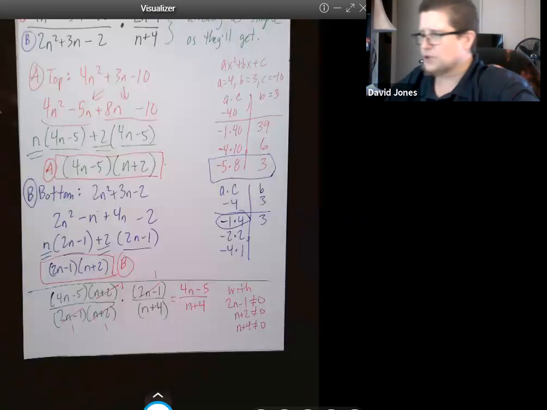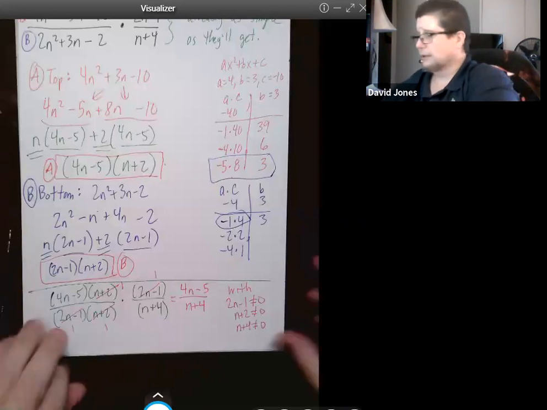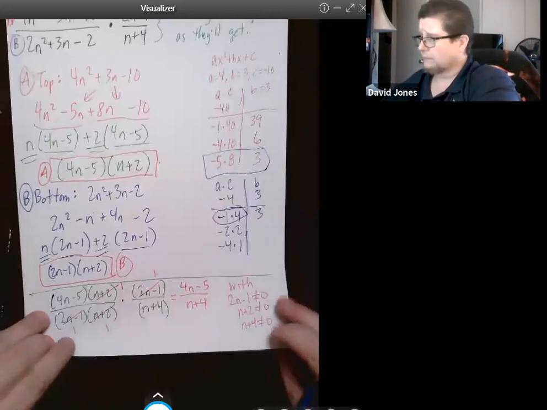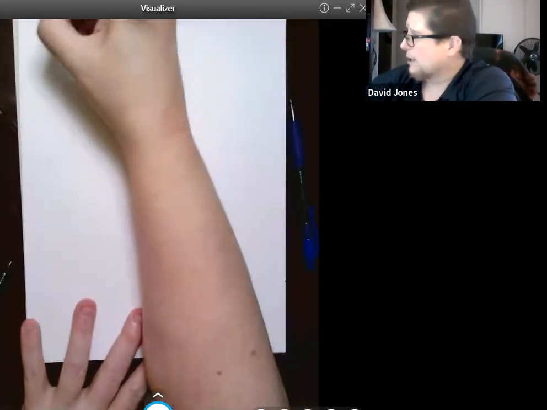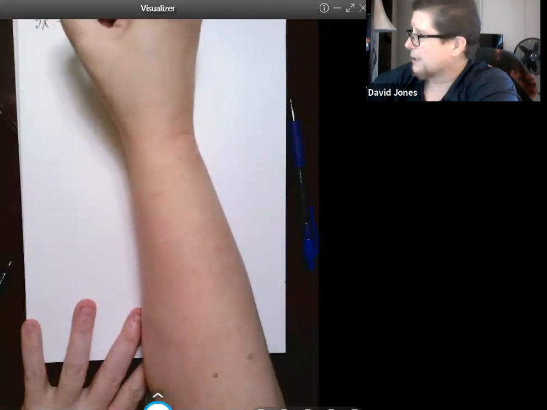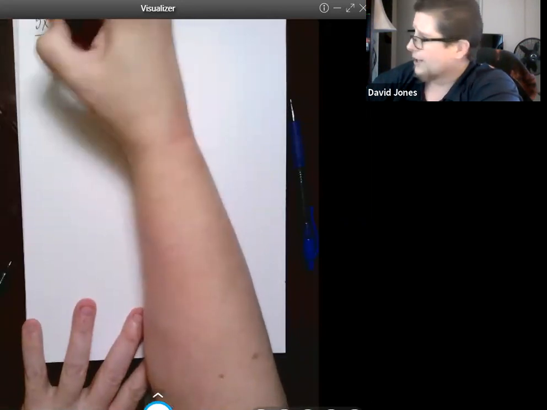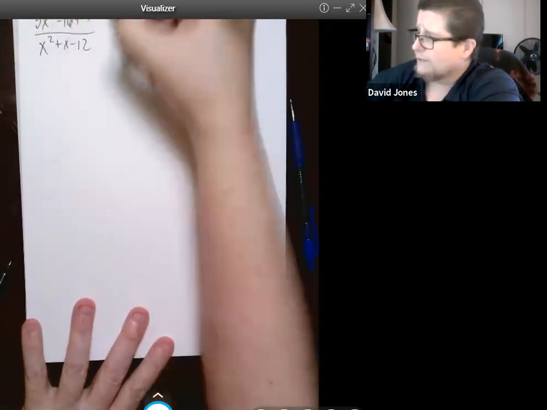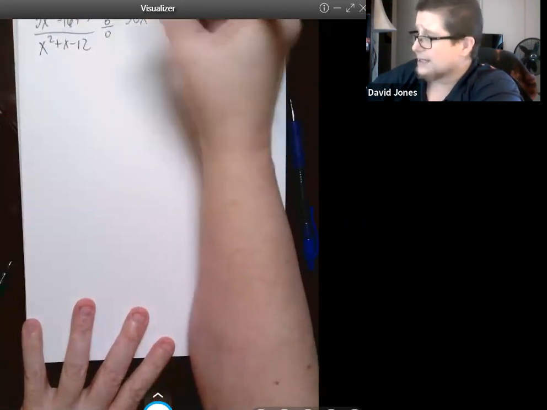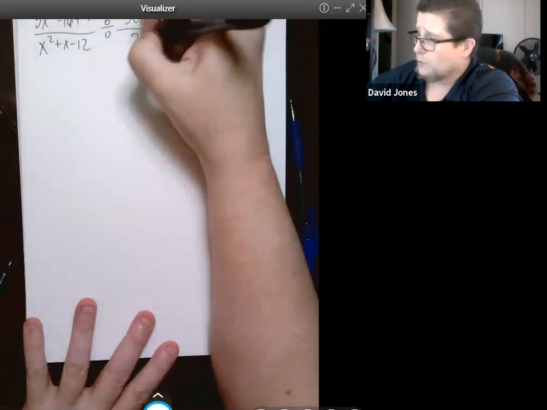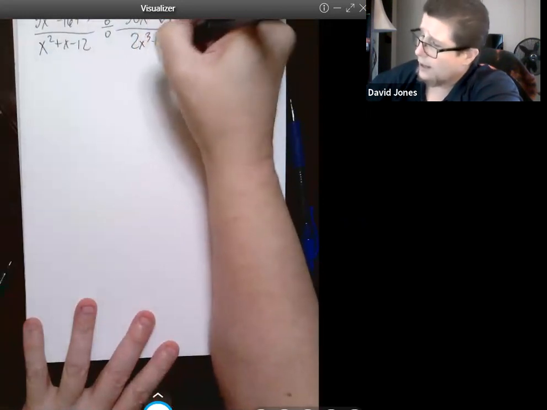That was a multiplication one. Let's do a division one. We've got 5x squared minus 16x plus 3 over x squared plus x minus 12 divided by 30x squared minus 6x over 2x cubed plus 8x squared.